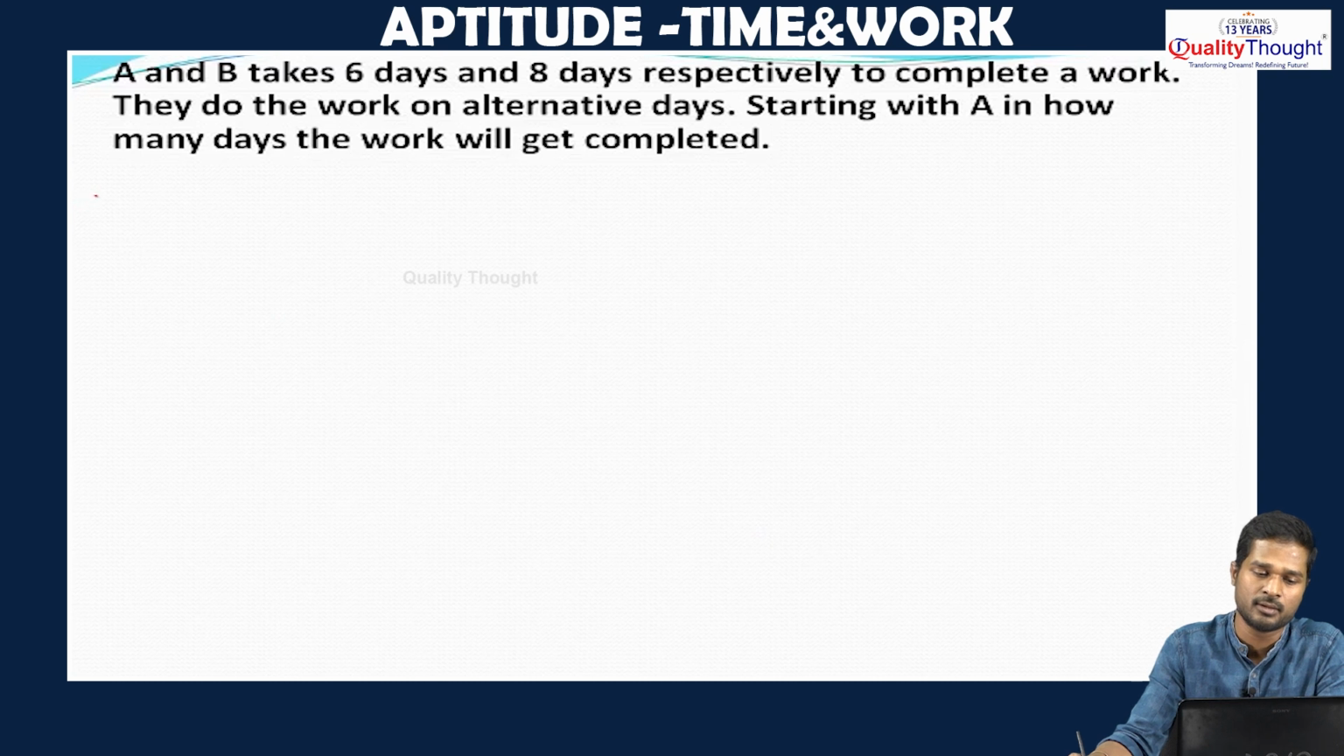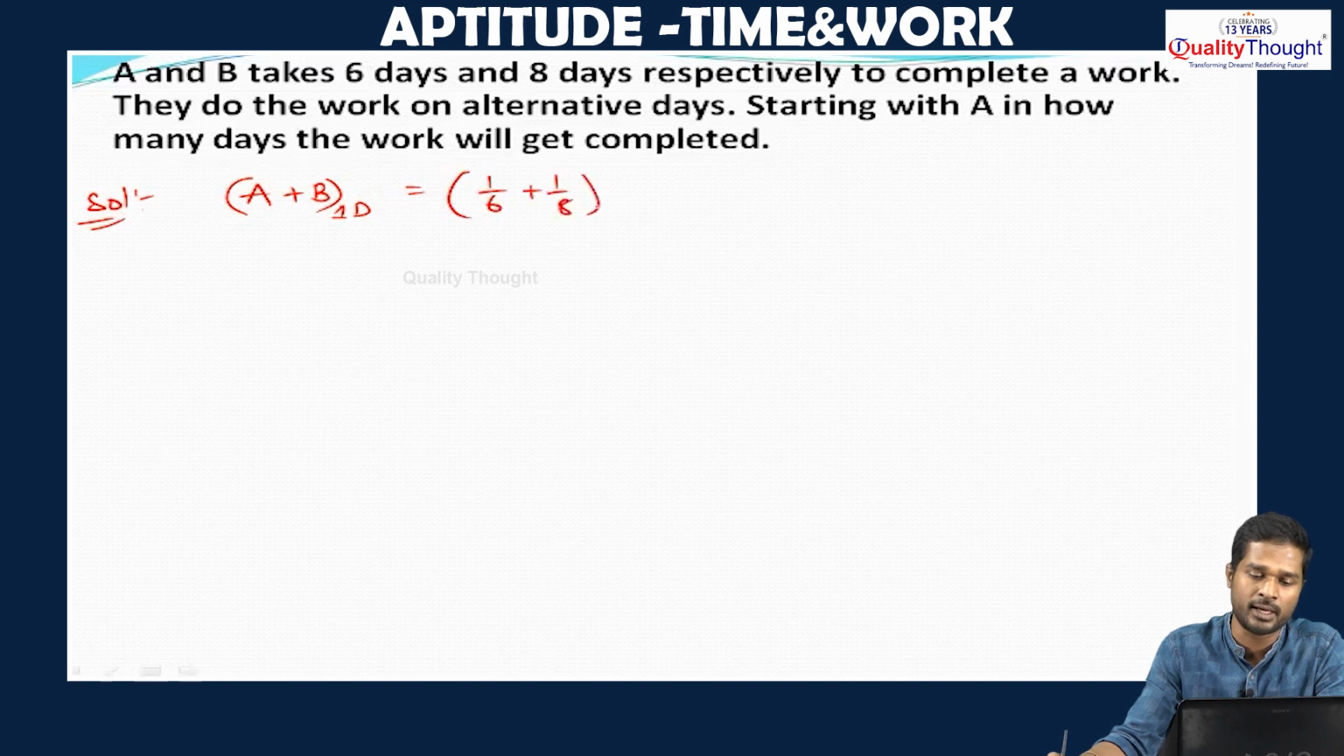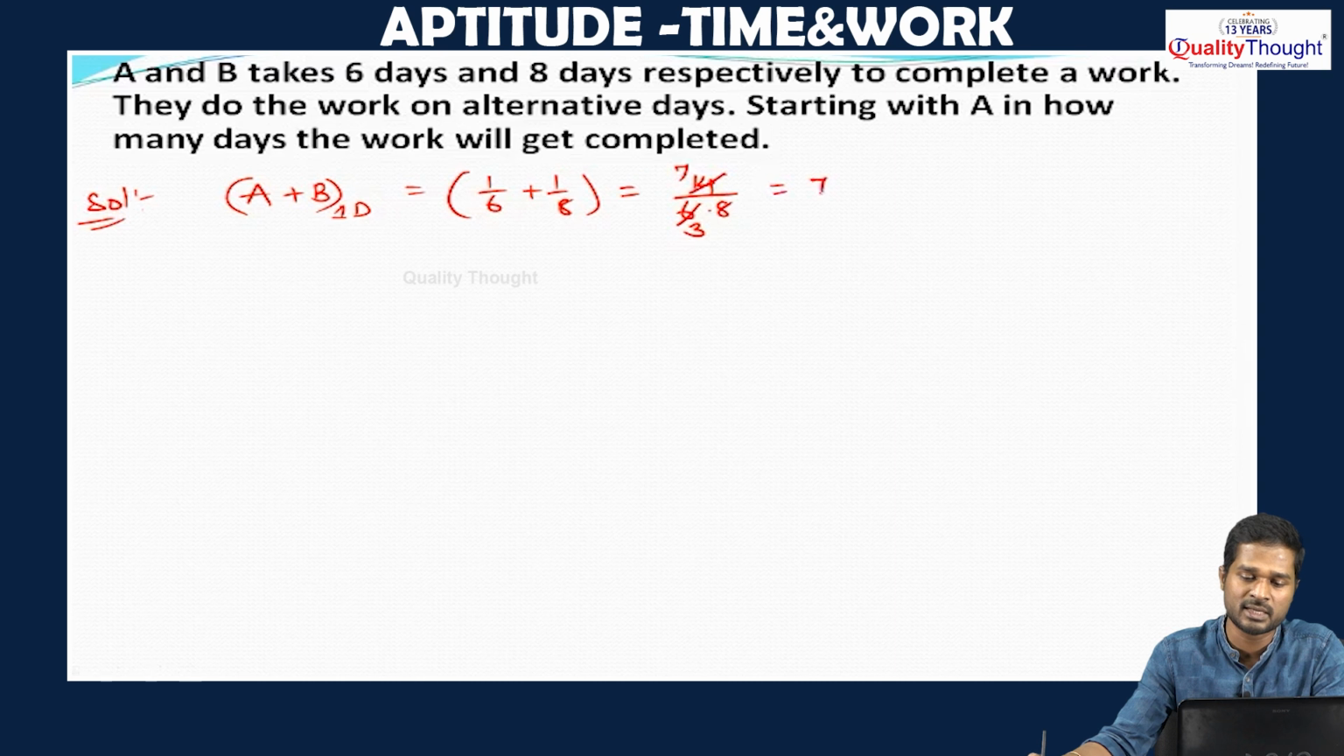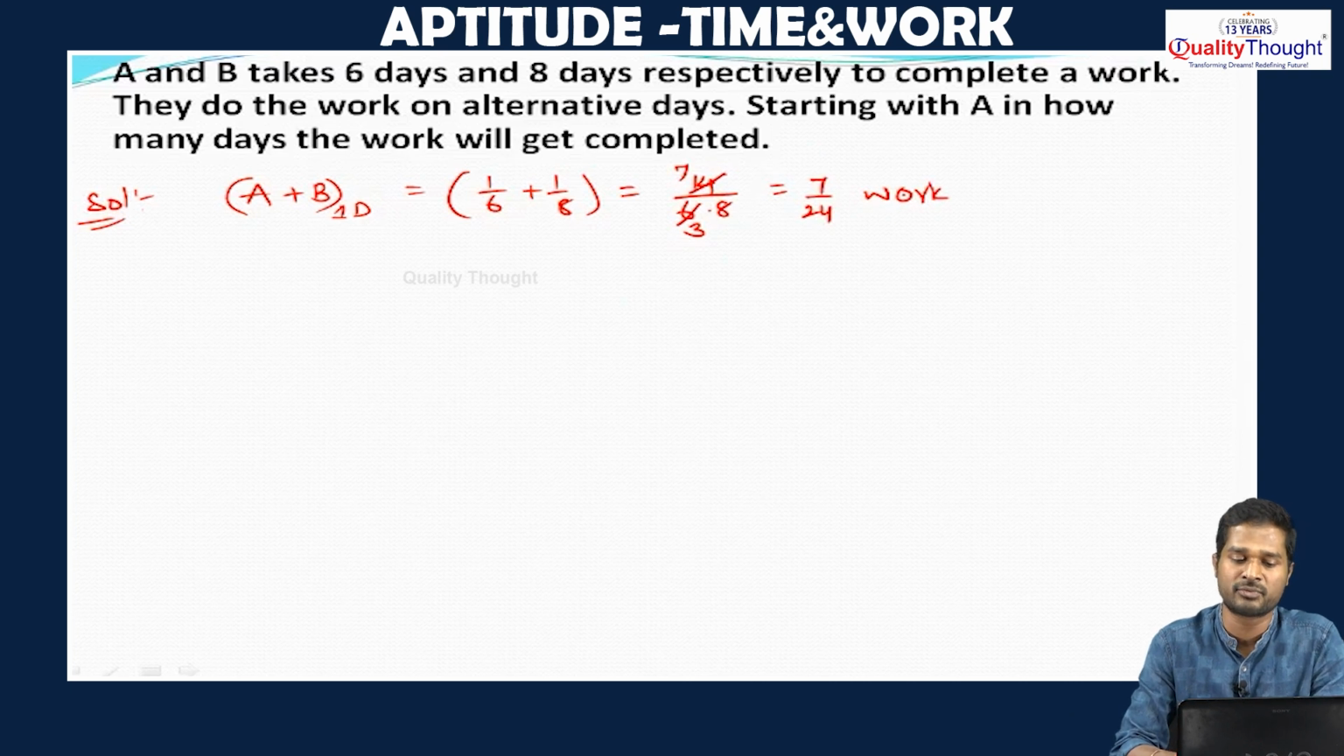Starting with A, in how many days will the work be completed? Again the same thing. Now find out A and B one day, that means 2 days work. I will just write here one day means 2 days work. Now this is 1 by 6 plus 1 by 8. So this is 8 plus 6, 14 by 6 into 8, 2 7s are, 2 3s are. So that means 7 by 24 is the work they completed in 2 days.